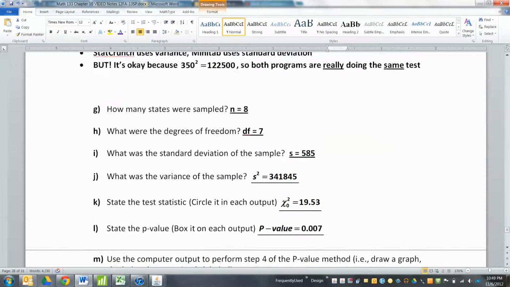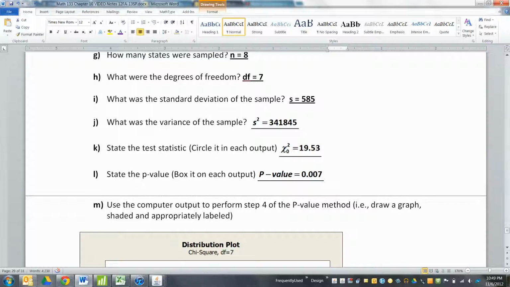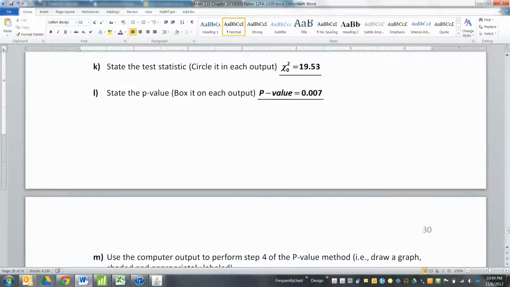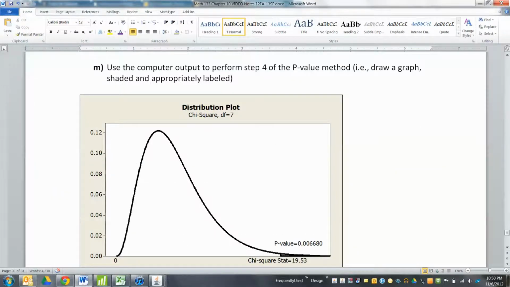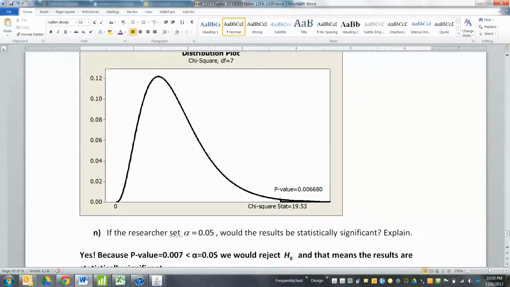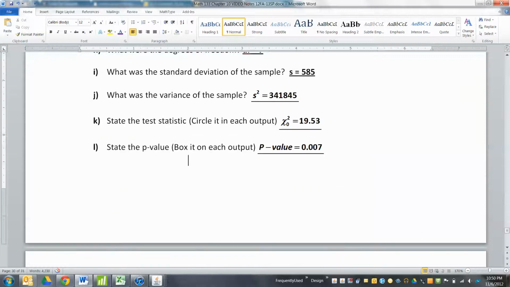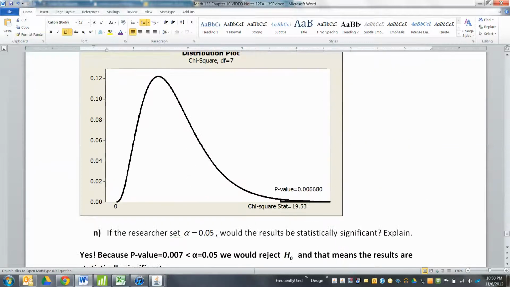All right, so use the computer output to perform step 4 of the p-value method. You would draw a chi-square distribution. Yes, you have to draw that by hand. Then you put down your chi-square stat, which was 19.53, given to you right there. Since this was a right-tailed test, we're only shading that little part, and then we assign the p-value to it, which was 0.007. Minitab here is giving us a little bit more than we asked for, but that's okay. So that's step 4: draw a picture, shade it appropriately, label, put your chi-square stat in, put your p-value in.